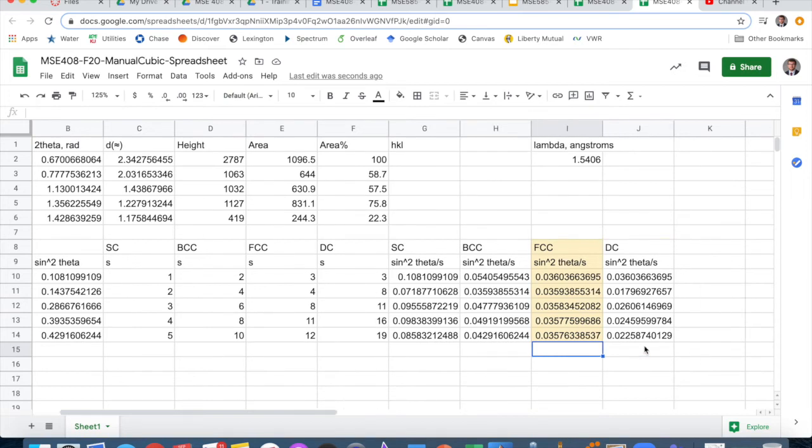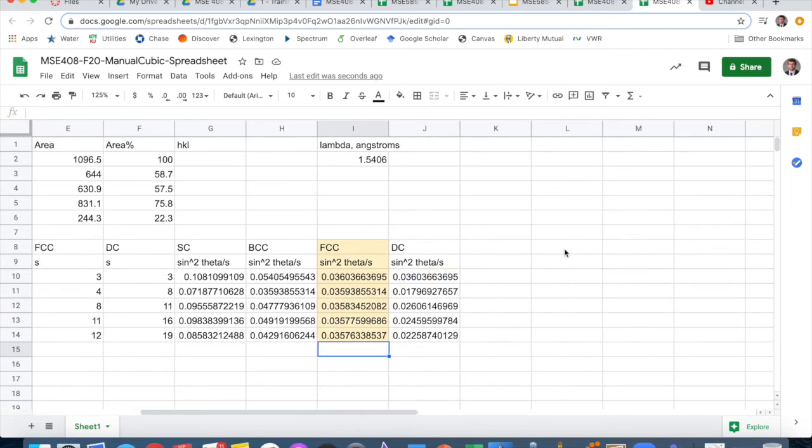Okay, so let's say that we have our answer there, right? So we know what we say that the sine squared theta over s is a constant, right? It's this value. And so what we're going to do now is take that original expression, sine squared theta over s equals lambda squared over 4a squared, and we're going to set that up so we can solve for the lattice parameter, a. And this is going to be in units of angstroms.